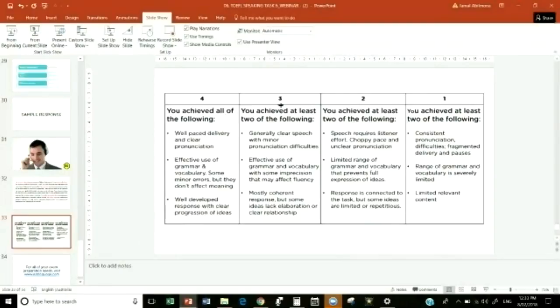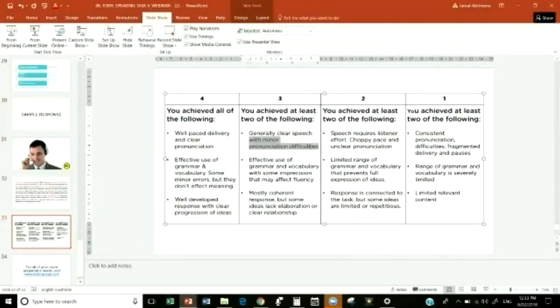So we can see here in 3, generally clear speech with minor pronunciation difficulties. It doesn't really mention pace here. But if we look at 4, well-paced delivery with clear pronunciation, meaning that there's no issue with your pace whatsoever.